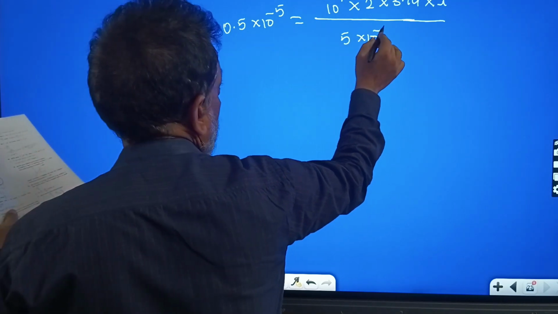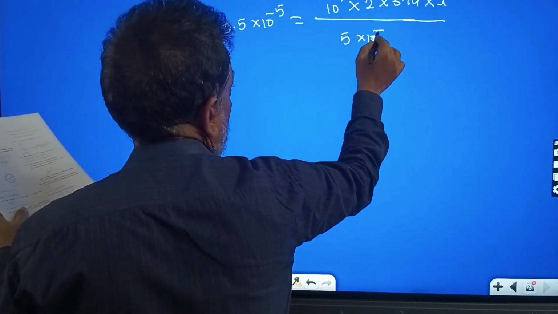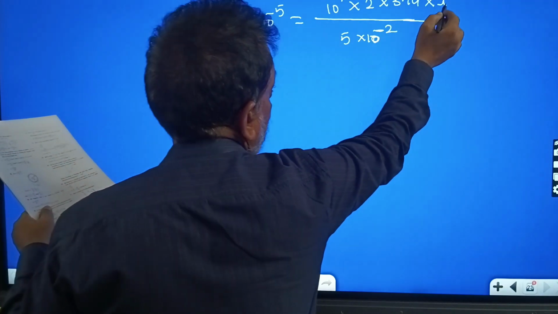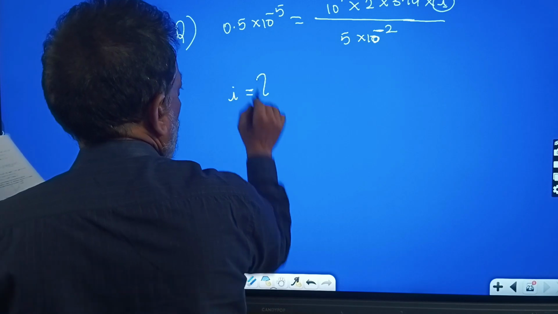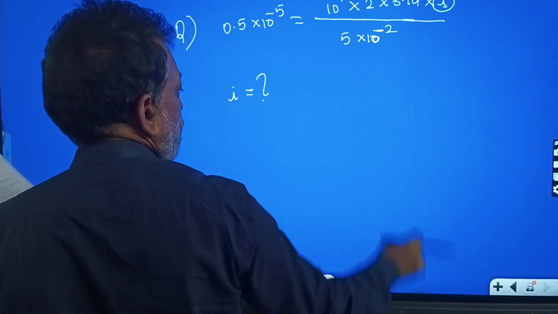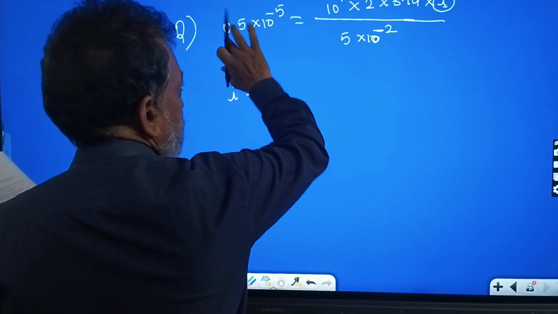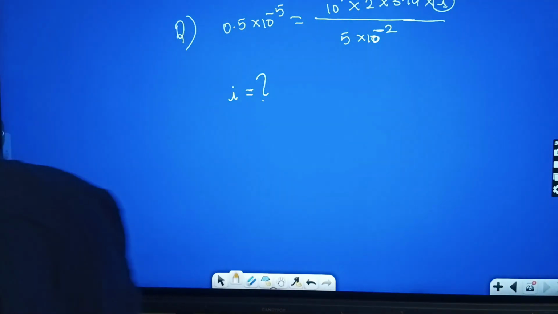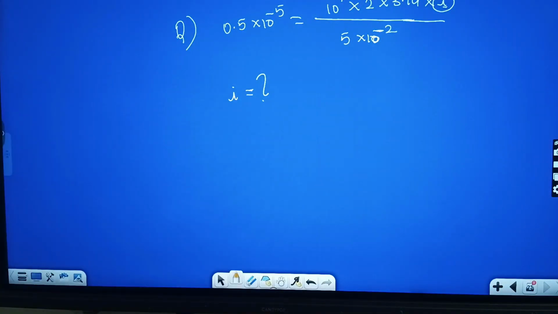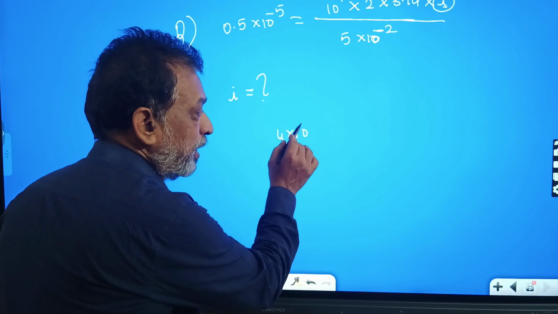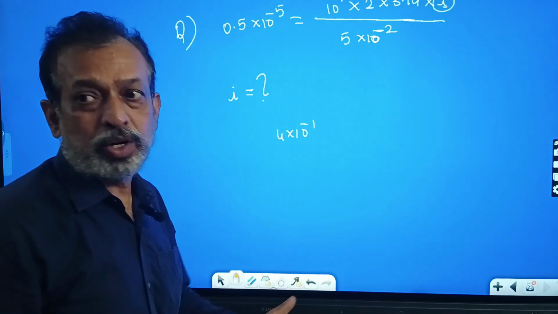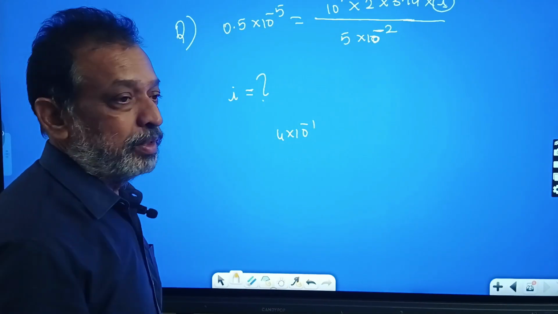Can you find the I? What is this I? Please find I. You don't need to write the I is equal to formula or any expression. From here you can simplify and get the value directly. No need of steps. In objective questions we don't want any steps. We need your answer, that's all. 4 into 10 to the power of minus 1, approximately 0.4. Yeah, anyone answer please?